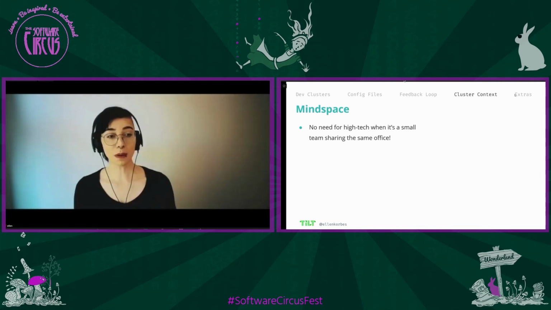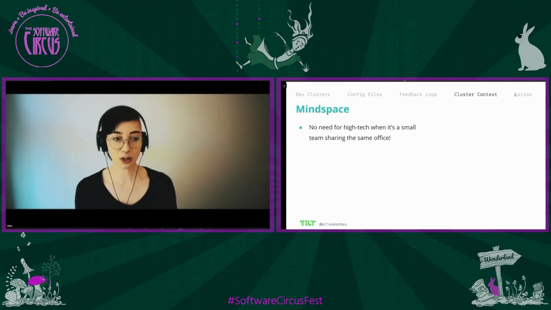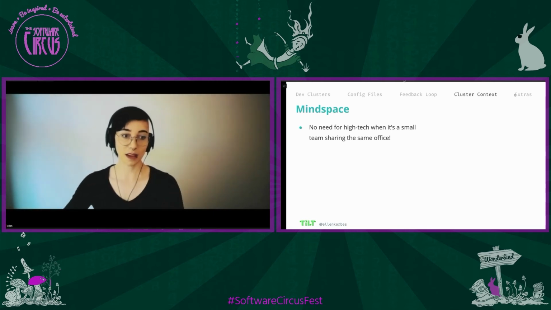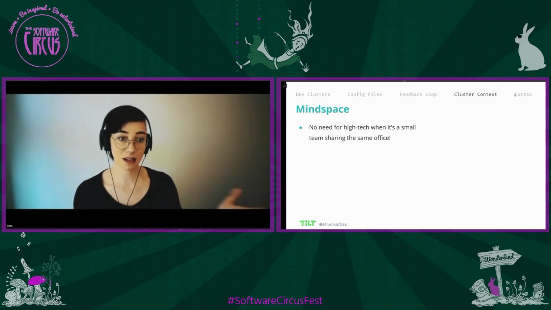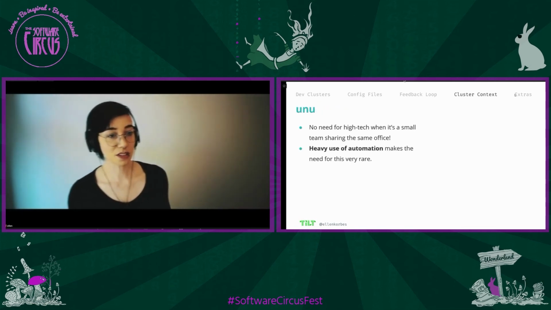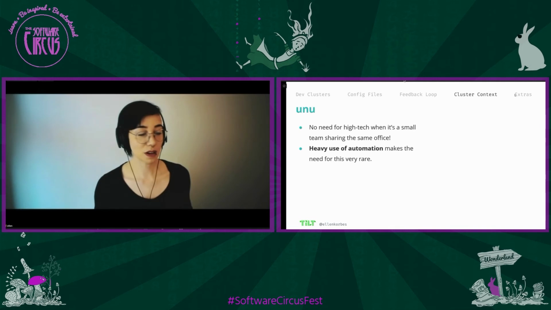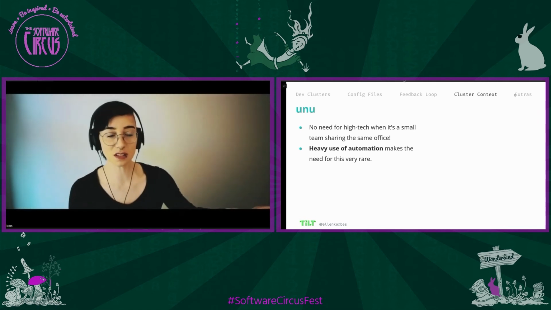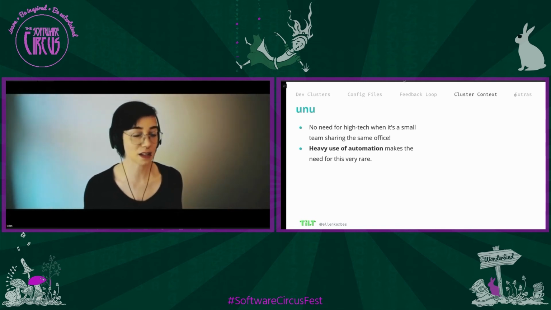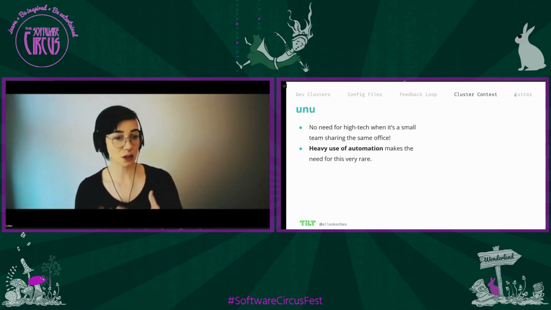A company like Mindspace, basically what they do is, I need to look at your stuff, give me your laptop, and that's it. And to be honest, it works at this scale. Uno is kind of on the same thing, but they make very heavy use of automation, like I mentioned before, so that anything that was complained about more than once, they just automate it out of existence so that you don't need to ask your friend for help. But when you do need to share cluster context, they do it the old-fashioned way.